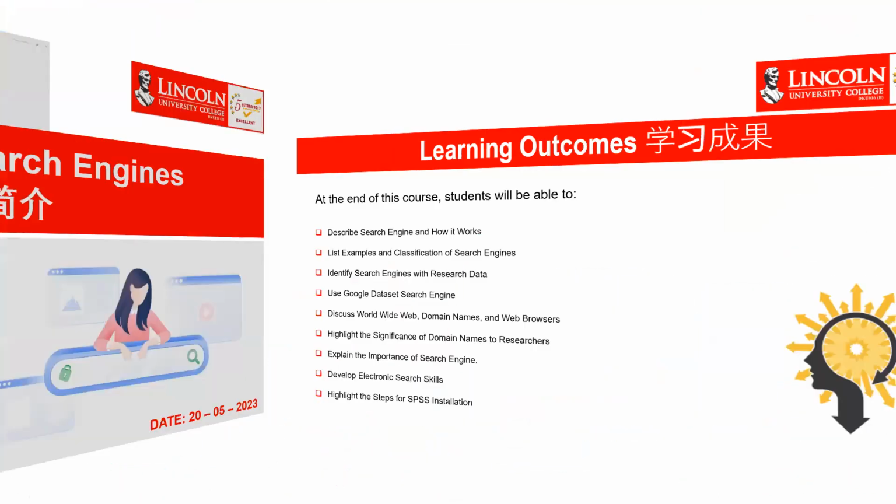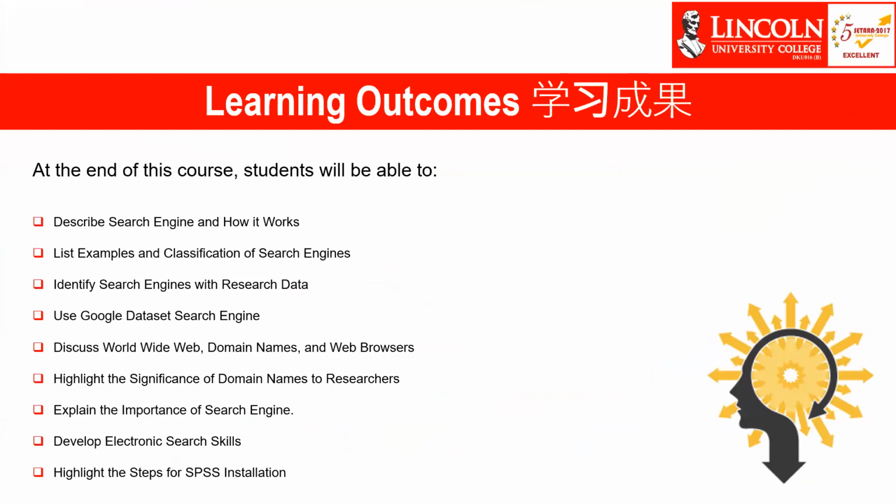At the end of today's session, you should be able to describe a search engine and how it works. You should be able to list examples and classifications of search engines, identify search engines with research data, and use the Google Dataset search engine. You should be able to discuss the World Wide Web, domain names, as well as web browsers, and highlight the significance of domain names to researchers. You should be able to explain the importance of search engines and develop electronic search skills.